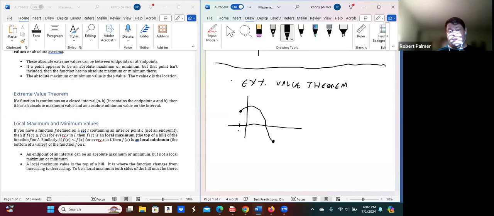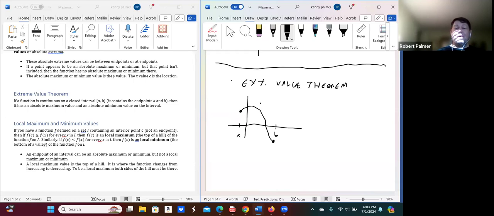Okay, so this is our A, and this is B. So it's a closed interval, which means it contains the endpoints. And it's continuous. And continuous means no breaks, no gaps, no holes in it. And basically, what that means is that as long as those three things are true, it has endpoints and it's continuous in between, I'm guaranteed to have an absolute maximum or absolute minimum. That's always going to happen.